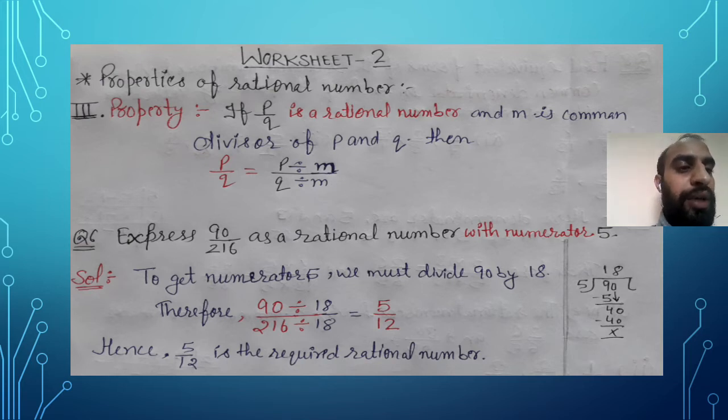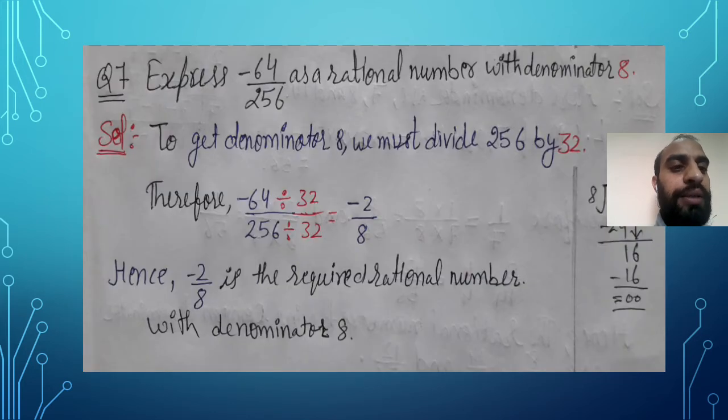Hope, my dear student, you are able to understand this. Once again I am repeating: whenever you want to get a numerator that is smaller than the one in the question, you need to divide the given numerator and denominator by the same number. To clear this concept, let's take one more example.